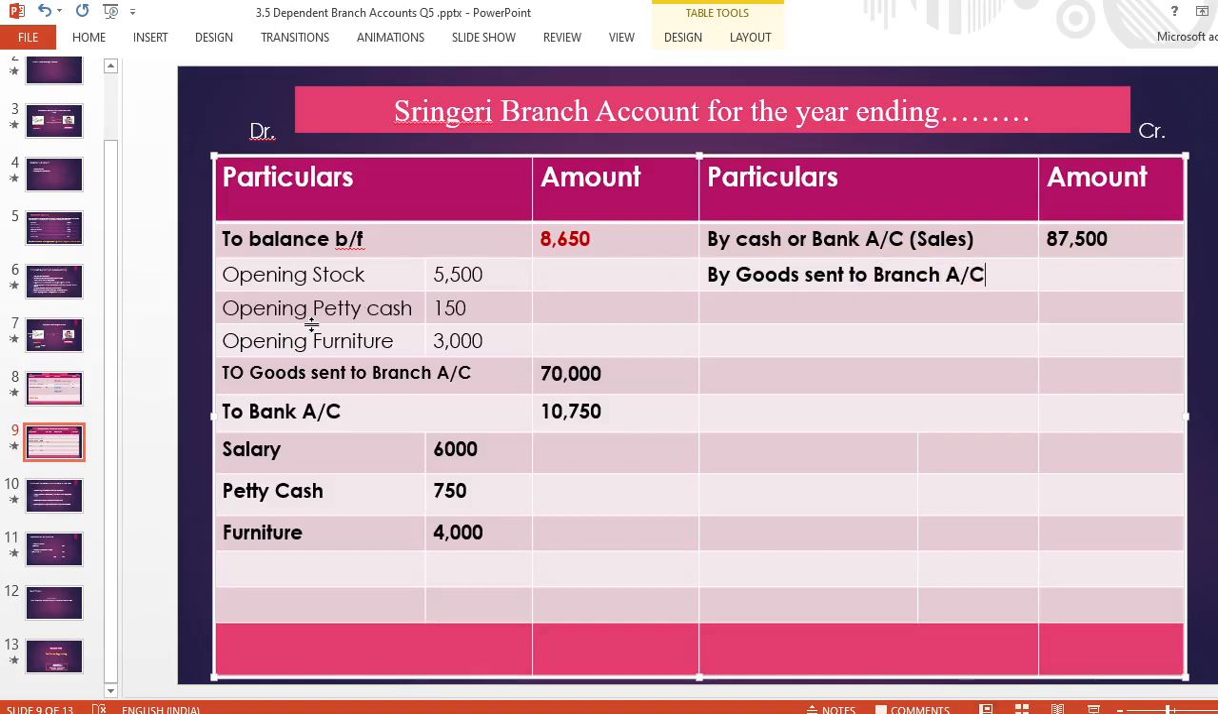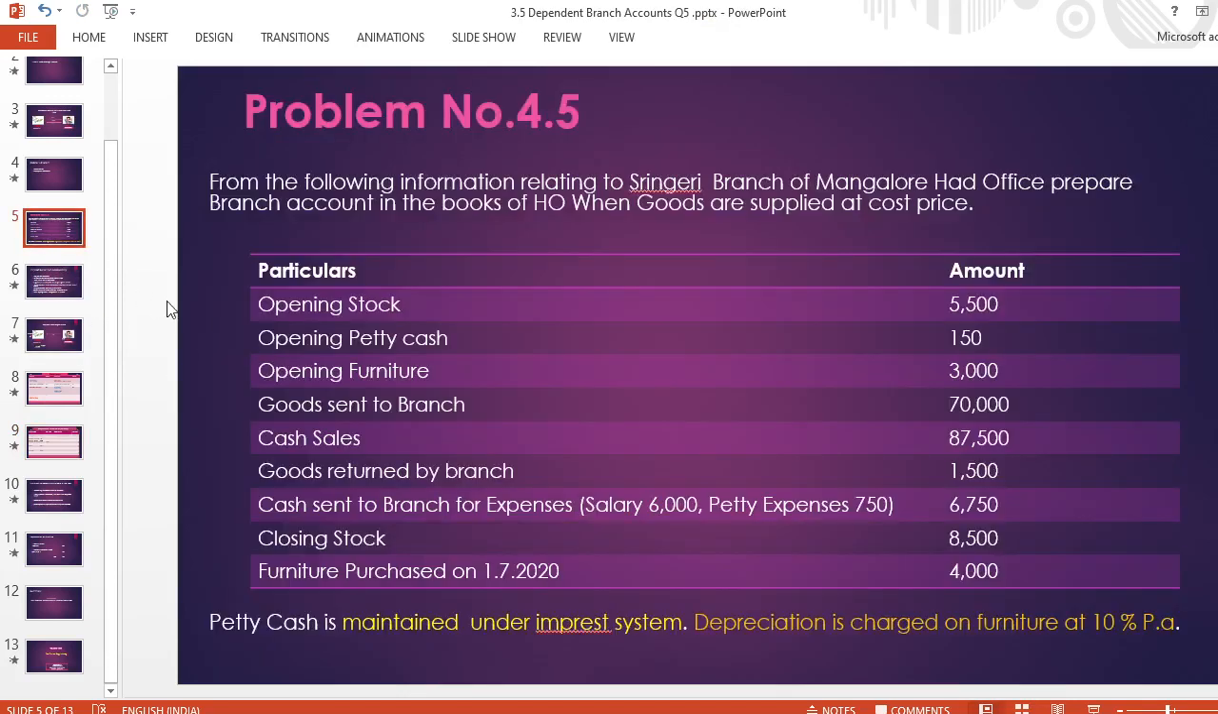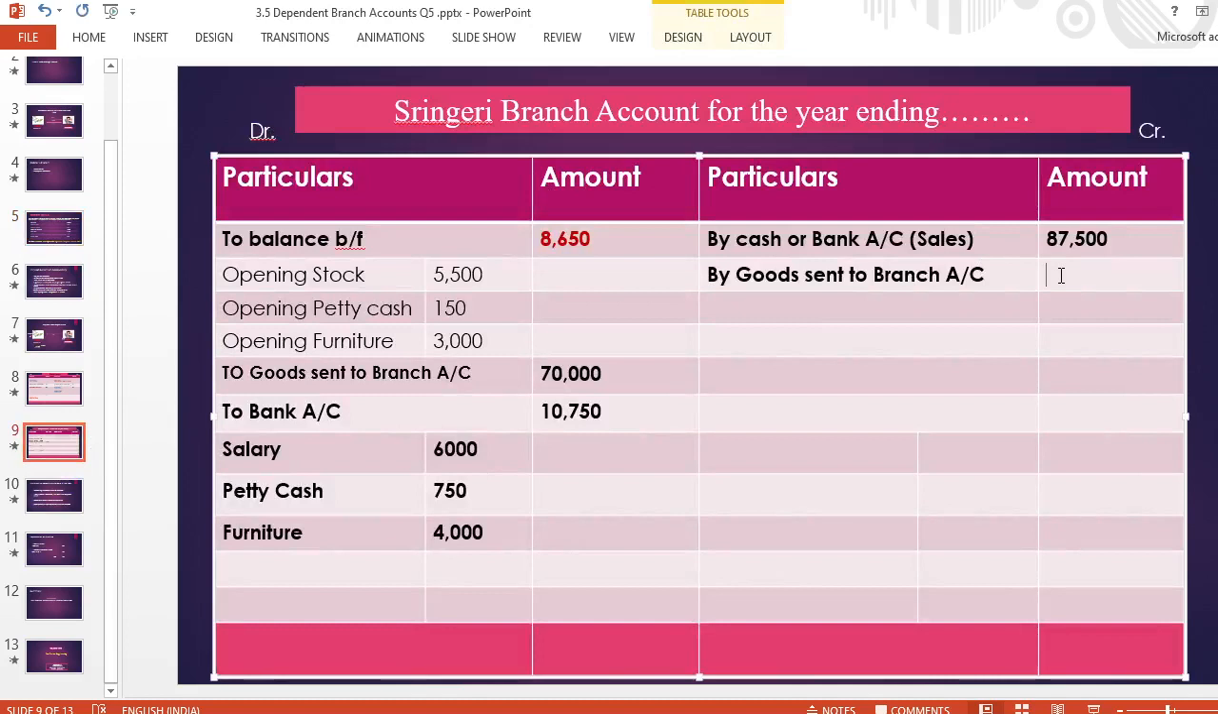So here we have goods returned by branch to head office. Again, the branch will give, head office will return. Head office will receive the goods. So goods returned by a branch 1,500 rupees. I'll write 1,500. And of course, the next entry is by closing balance. So that we should record. So by balance carried forward.